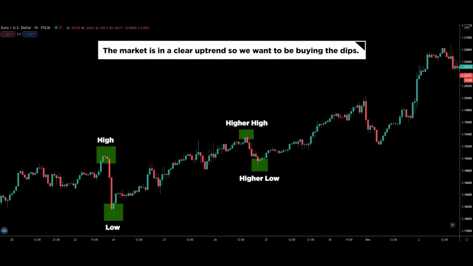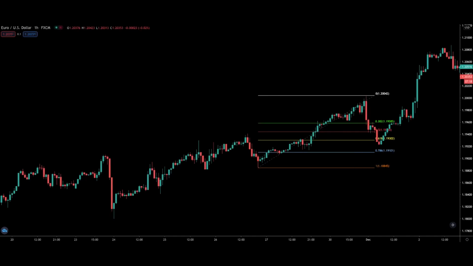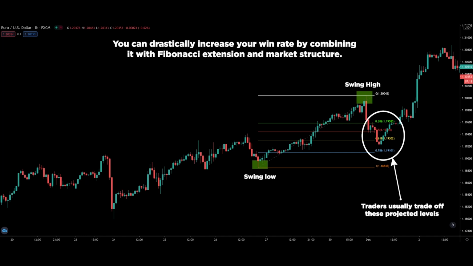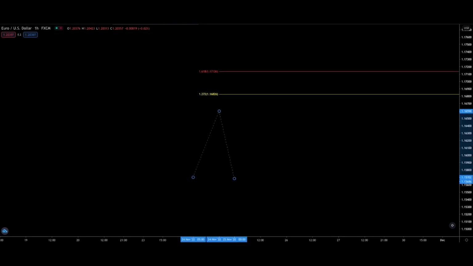Here, the market is in a clear uptrend, so we want to be buying the dips. So we take the Fibonacci retracement tool and use this swing low here. Drag it to the swing high here, and we have our Fibonacci levels where price may potentially retrace to. So typically, traders trade off these projected levels. And while there's nothing wrong with that, you can drastically increase your win rate by combining it with Fibonacci extension and market structure. So let's quickly go through the Fibonacci extension, because I want to spend more time on how to combine everything.